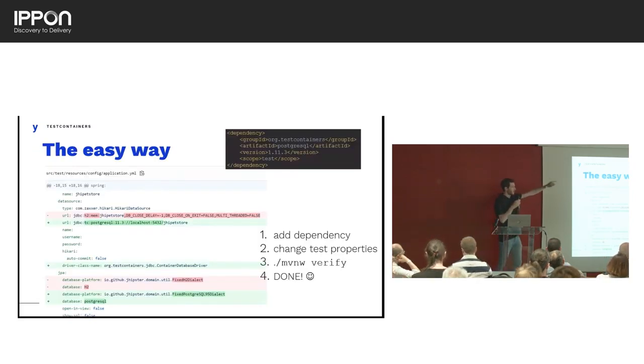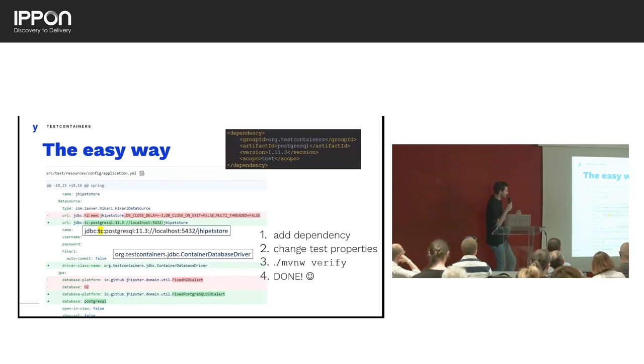You just add that dependency in case of a Postgres database. And then thanks to the magic of these 2 strings, the first one is a special JDBC URL with the TC prefix in it, and the other one is the Testcontainers driver. With just these 2 modifications, you will be able to run integration tests on your production database.